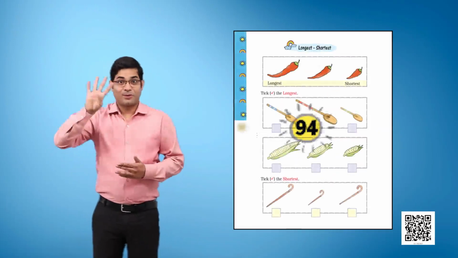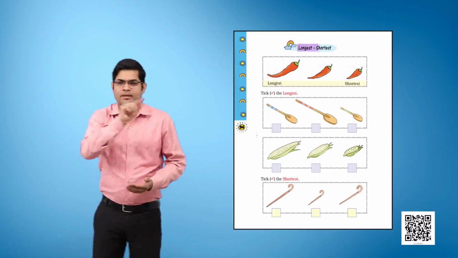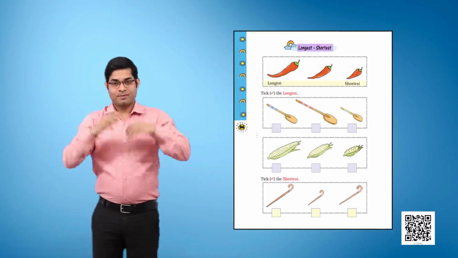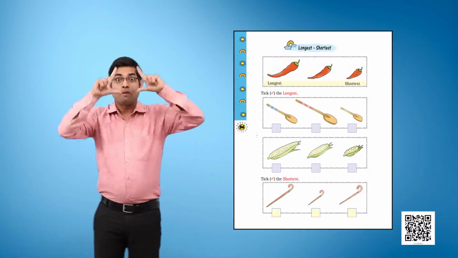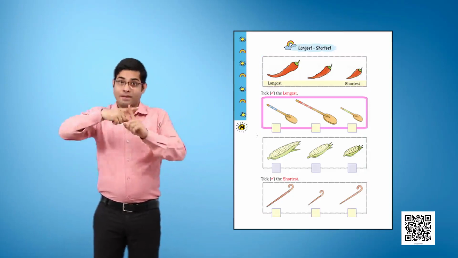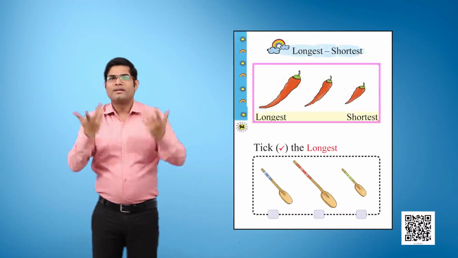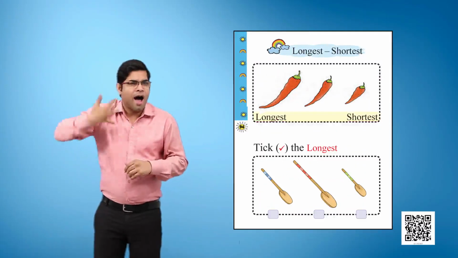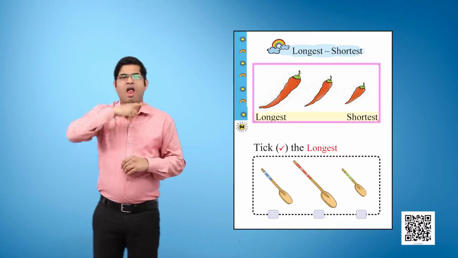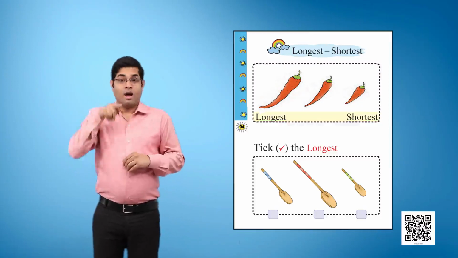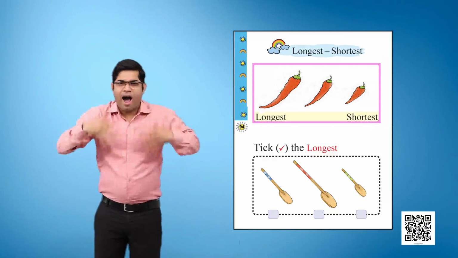Page 94. Longest, shortest. This page is divided into 4 parts. Each part has a picture and a question. Part 1 picture shows 3 red chilies. Chili is a small red or green cone-shaped vegetable that has a very hot taste.